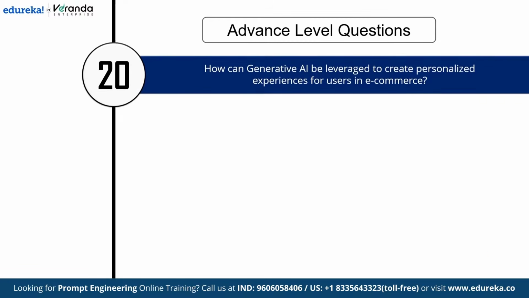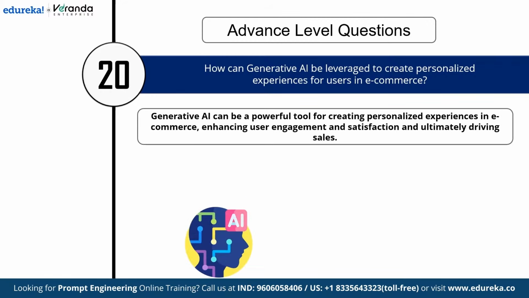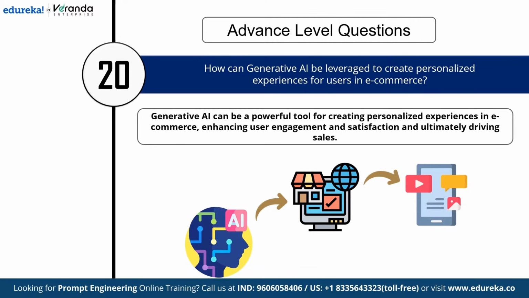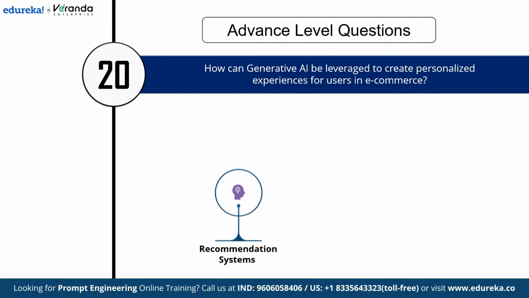And the next question is, how can generative AI be leveraged to create personalized experiences for users in e-commerce? Generative AI can significantly enhance personalized experiences in e-commerce by tailoring content, recommendations, and interactions to individual users. Here's how it can be leveraged. First, personalized product recommendation. AI-powered recommendations personalize product suggestions by analyzing individual user data. By understanding browsing history, purchase patterns, and preferences, AI algorithms recommend products aligned with user interests, enhancing the shopping experience and driving sales.